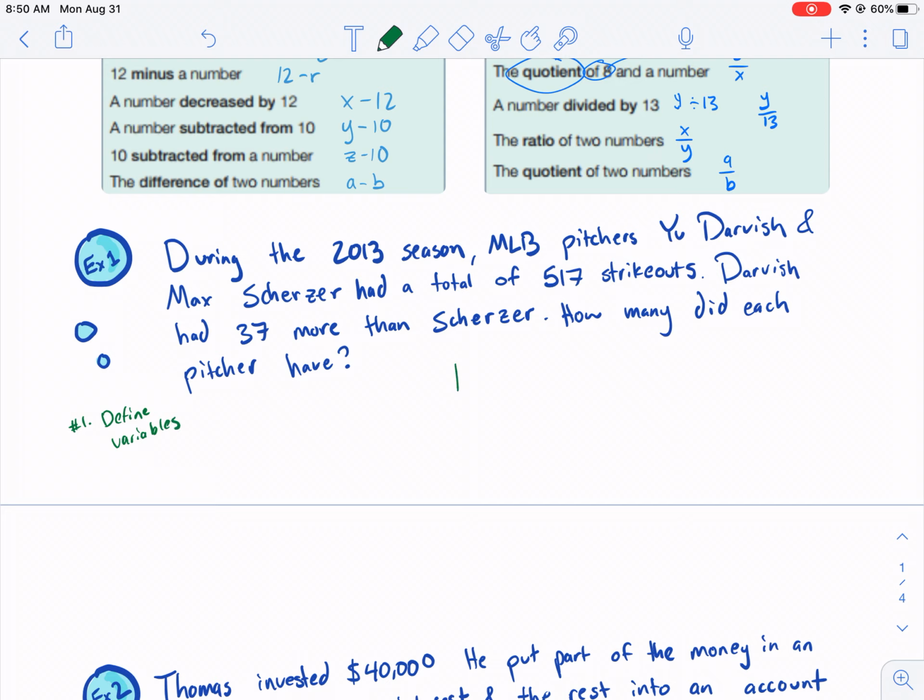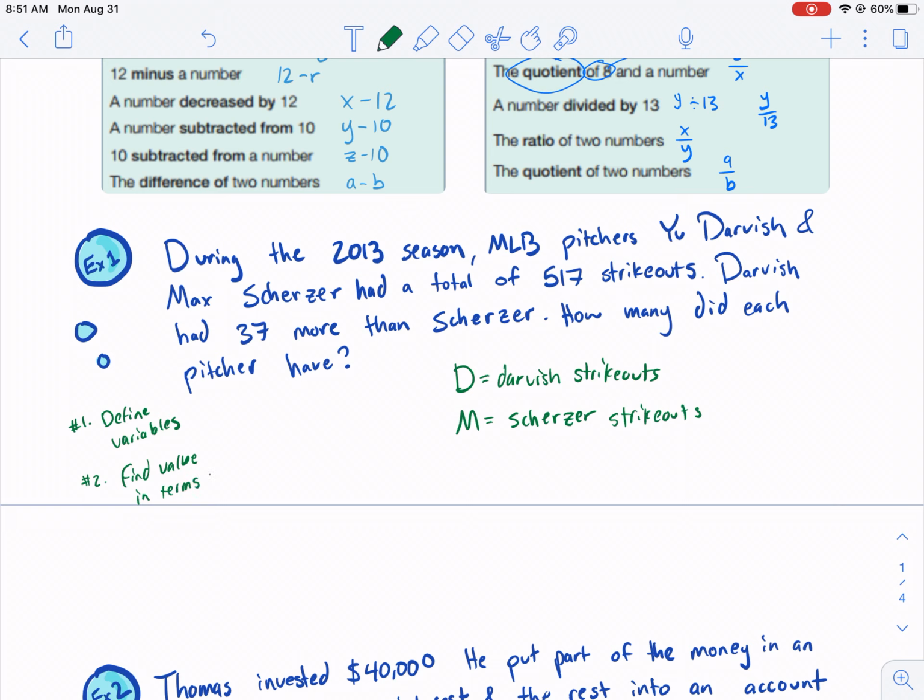So here we're going to say D is our Darvish strikeouts. We'll do M is our Max. I don't like using S because it looks like a 5, so we'll keep it Max. M is our Scherzer strikeouts. Okay, now that we know our variables, now we have to find the value in terms of the other.